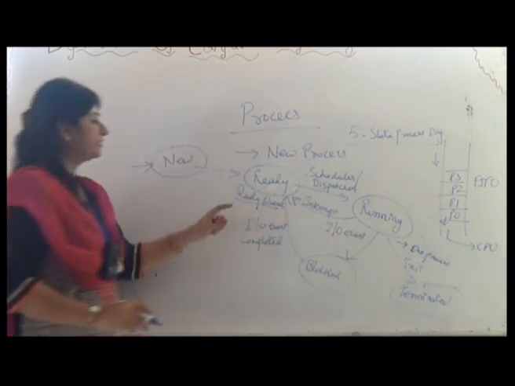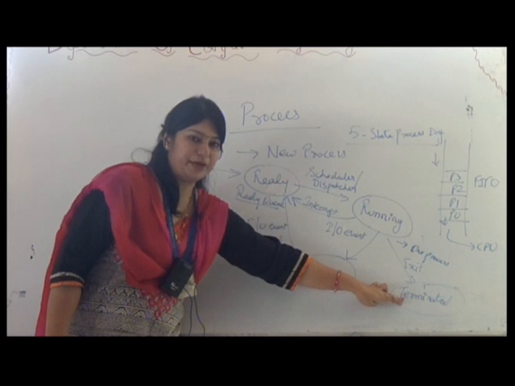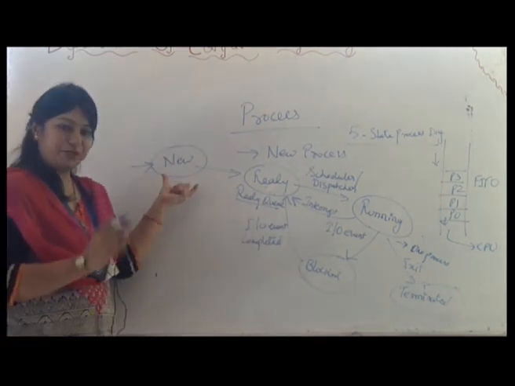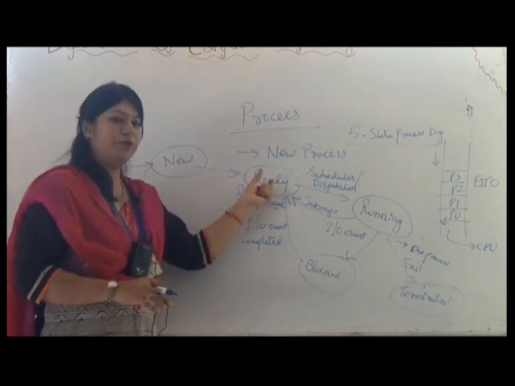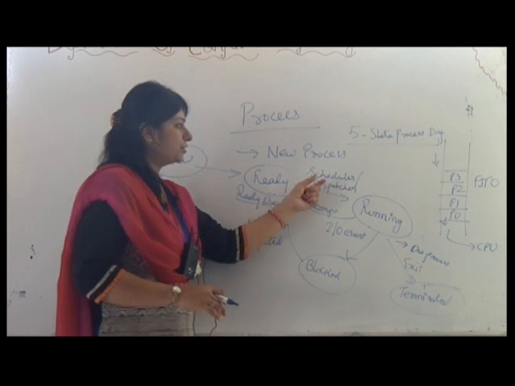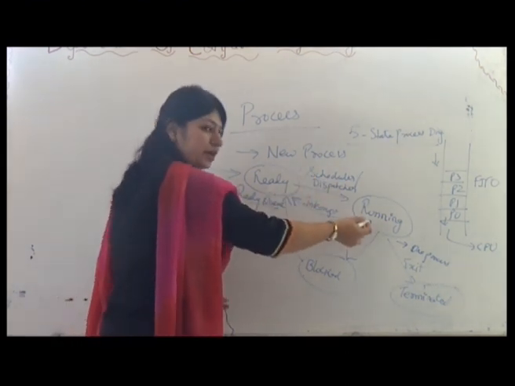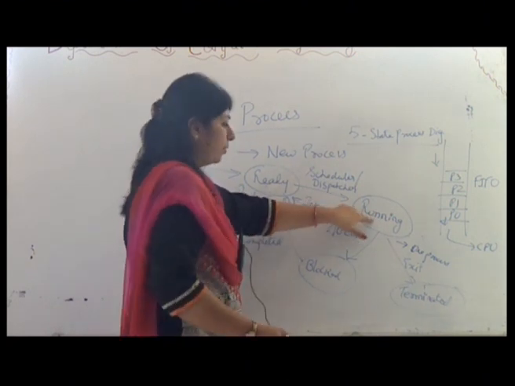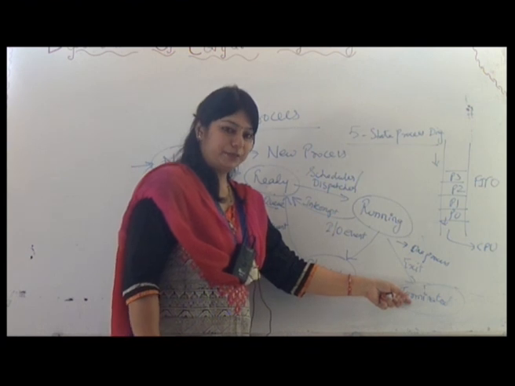So, our respective 5 states are new, ready, running, blocked, terminated. New is the state when a process has been newly created. From new, it moves to ready, where it is allocated to a ready queue. From the ready queue, it's the responsibility of the scheduler dispatcher to decide which process has to be moved to the running state. From running, it will move either to the blocked state or to the terminated state.